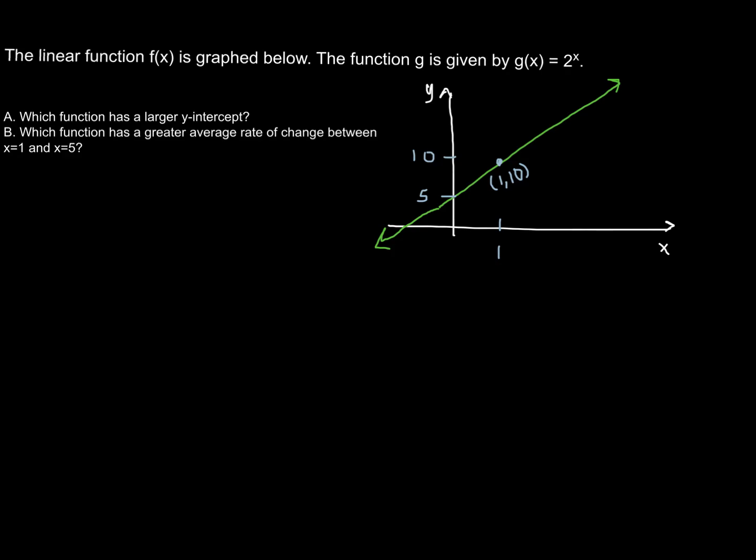So here's this question. The linear function f of x is graphed below. The function g is given by g of x, which is equal to 2 to the x. And there's a couple of questions. So which function has the larger y-intercept? This is a pretty easy question.